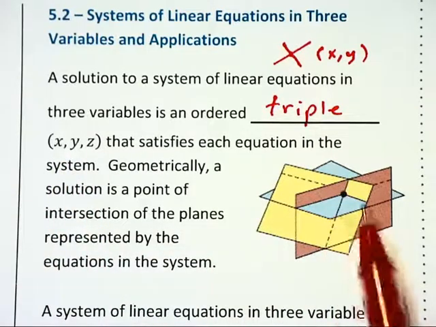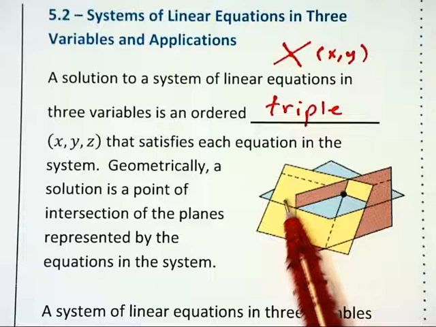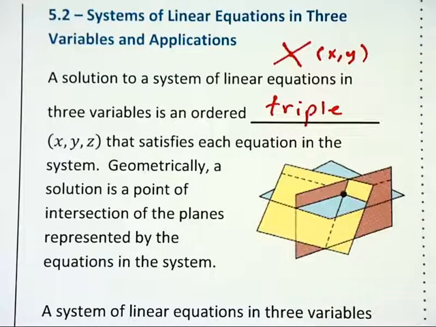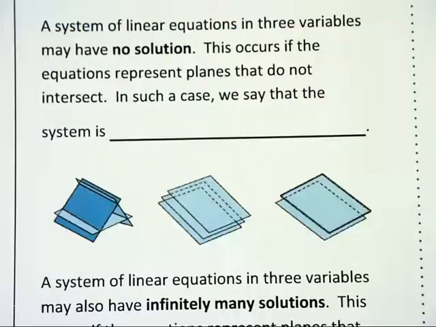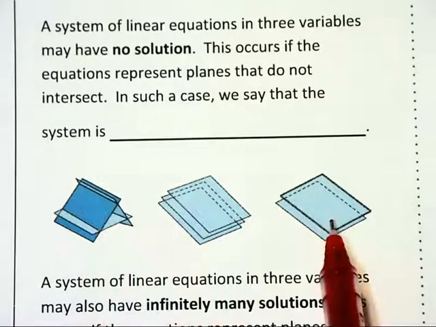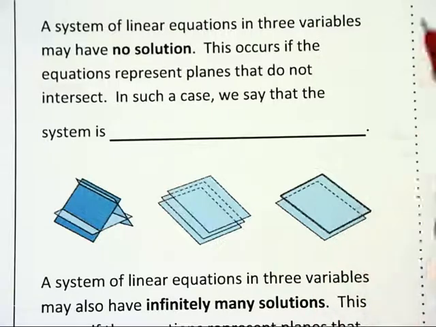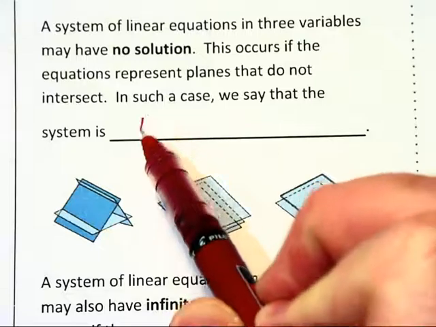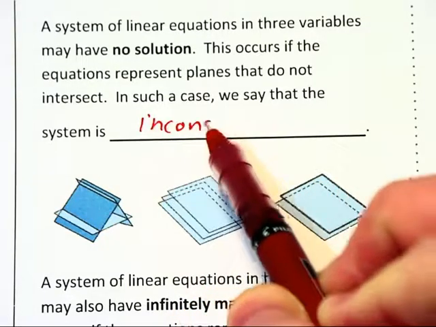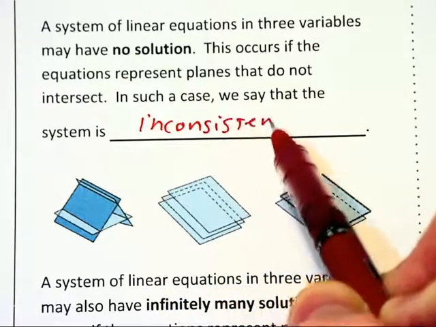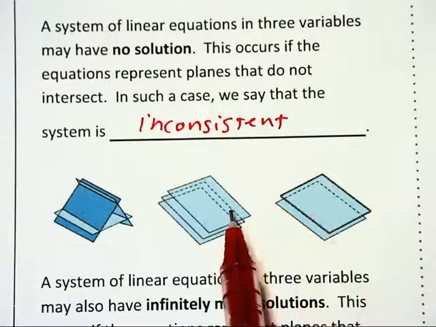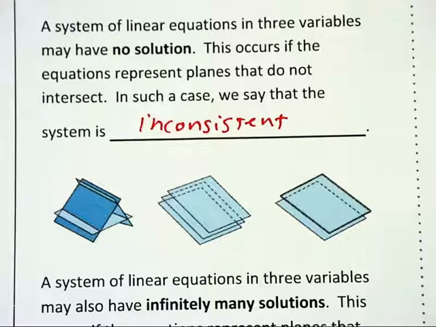Now geometrically, this is what we would prefer to have, three planes meeting at a single point, but that's not always going to be the case. As you can see in these three pictures down below, it's possible that we can result in no solution. In this case, we say the system is inconsistent. There is no single point or triple where all three planes intersect.